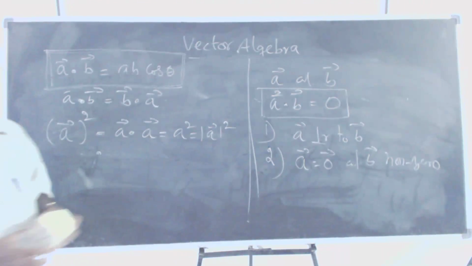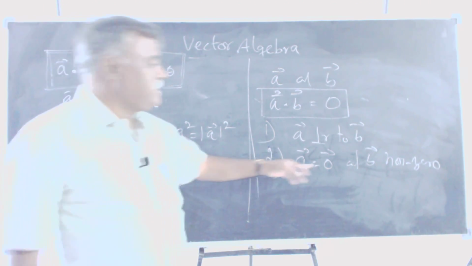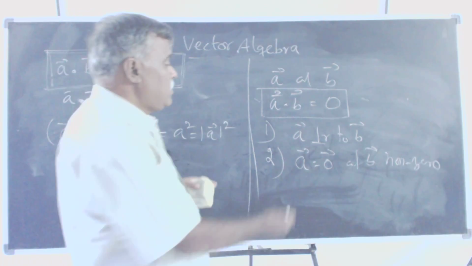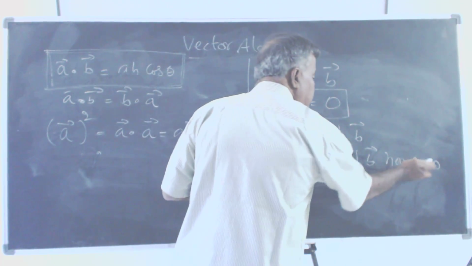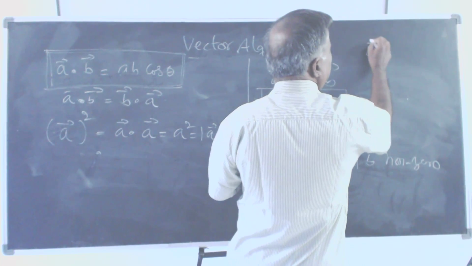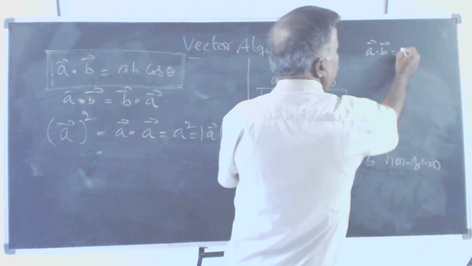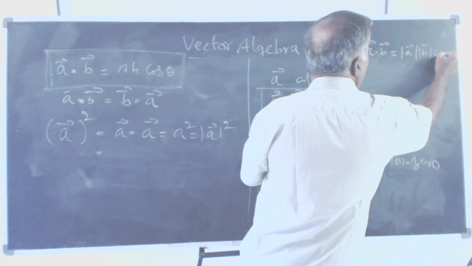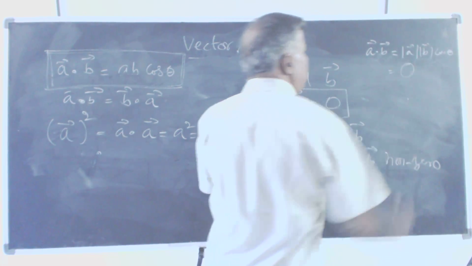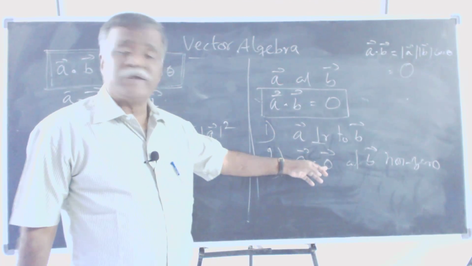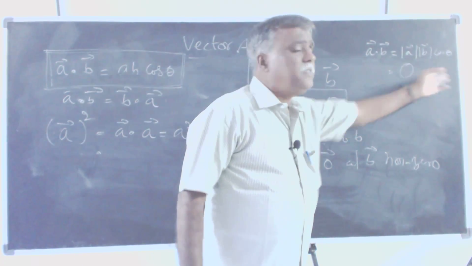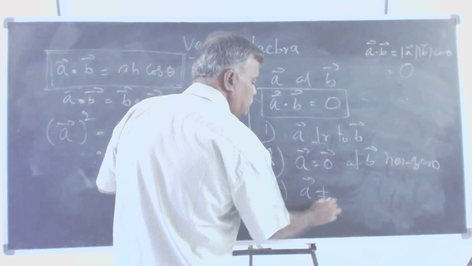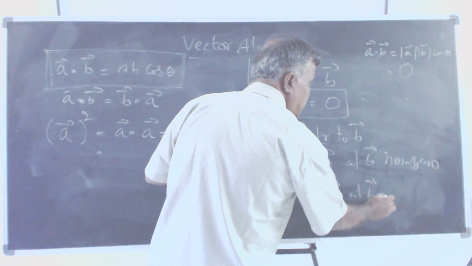This is one more possibility. Why? If A vector is a 0 vector, what is the modulus of A vector? Modulus of A vector is 0. See, A vector is a 0 vector and B vector is a non-zero vector. Now let us take A dot B. First vector modulus, second vector modulus, and then cos theta. Look at this, first vector modulus is 0. A vector is 0 vector. Therefore, first vector modulus is 0. 0 into anything, 0.